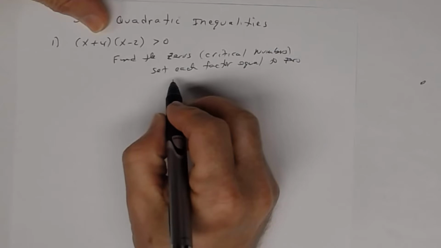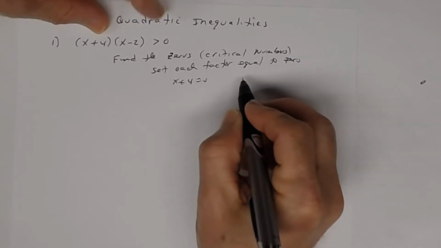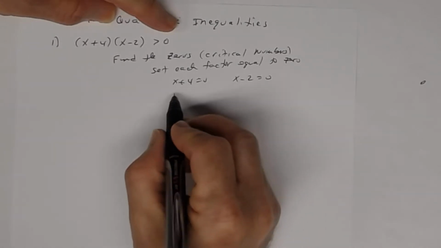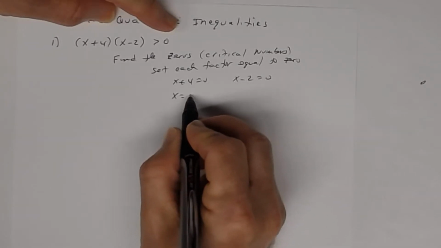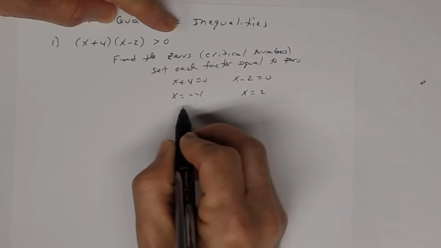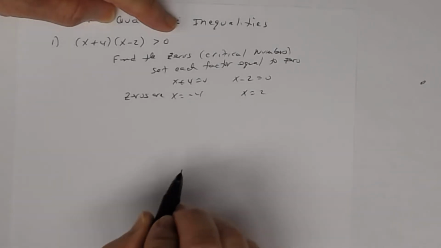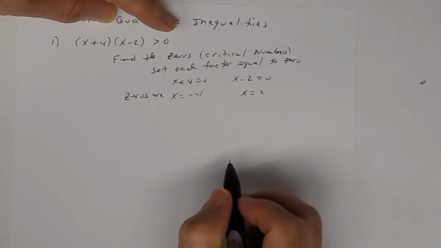So I have x plus 4 equals 0, and then x minus 2 equals 0. When I solve each of those linear equations, I get x to be negative 4 and x to be 2. So those are your zeros. So the zeros are negative 4 and 2. Okay? Very simple.